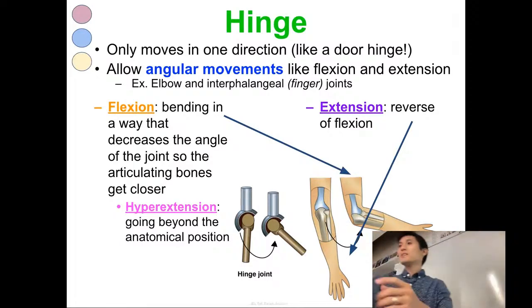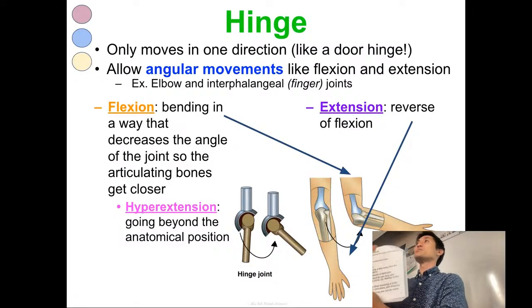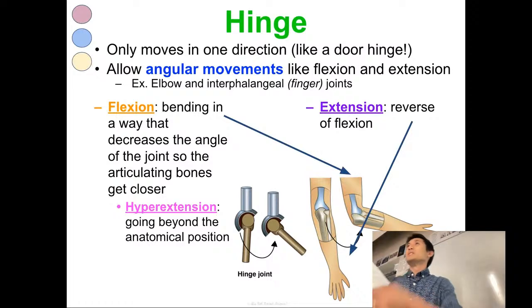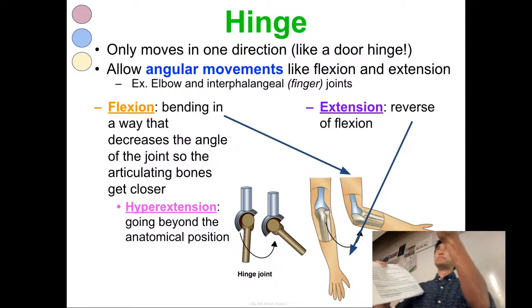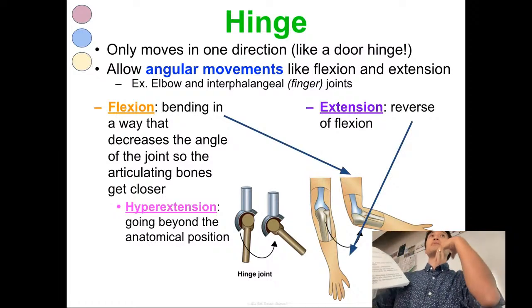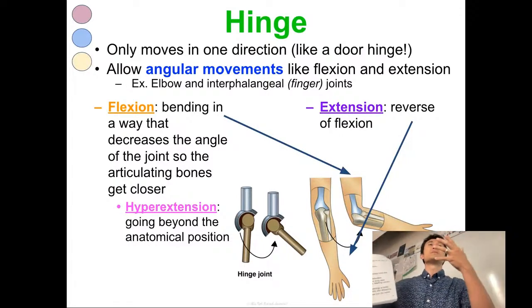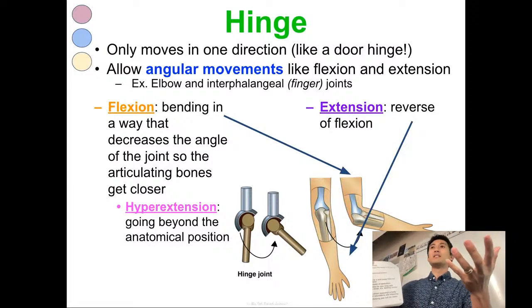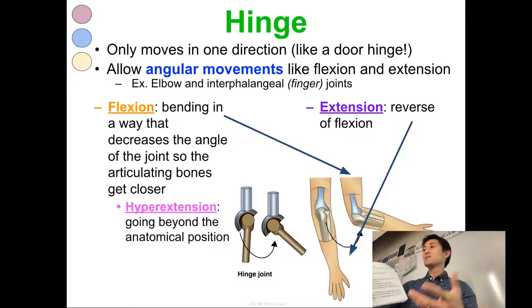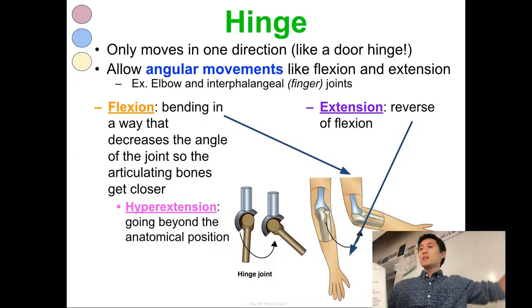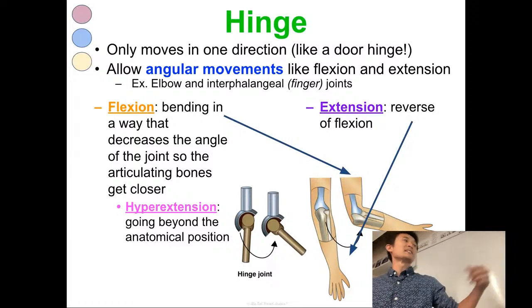As we go through them, we're also going to go through some of the body movements they allow. This is super practical for physical therapy. A lot of physical therapists will use these body movements to describe some of the exercises that they want you to do. So here's the first one. Hinge joints allow flexion and extension. What does flexion mean?